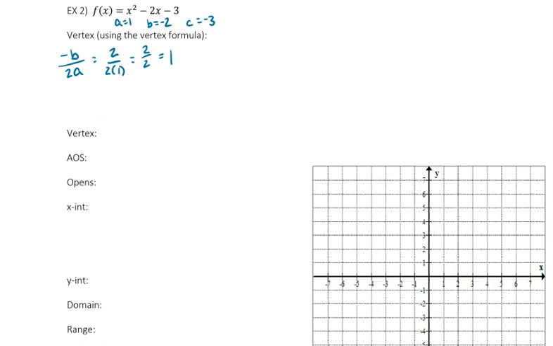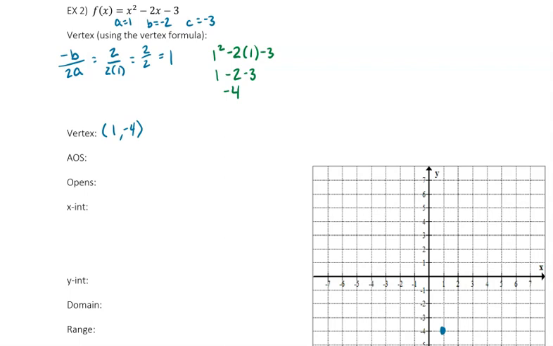So it's going to be 1 comma something. Or I guess I should write it down here where I actually left a spot for the vertex. So it's 1 comma something. To find that something, all we're going to do is plug 1 into the function. So it's going to be 1 squared minus 2 times 1 minus 3, which is going to be 1 minus 2 minus 3, which is negative 4. So 1 comma negative 4 is our vertex. So I'm going to go ahead and put that one there.